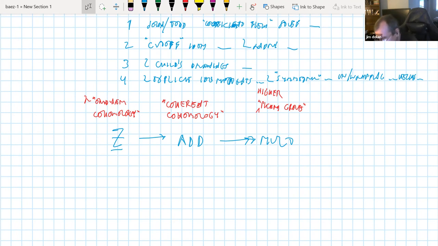The long exact, what is it called? Long exact cohomology sequence of the exponential sheaf sequence for any projective variety or something like that. Anyway, we're doing it for an abelian variety, and we're doing it for probably a two-dimensional abelian variety.